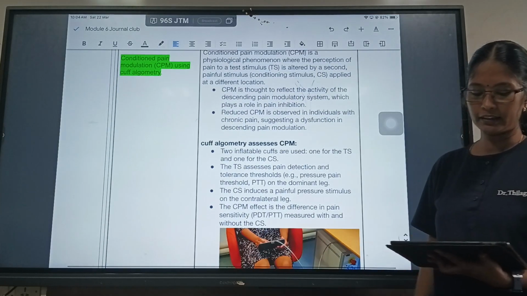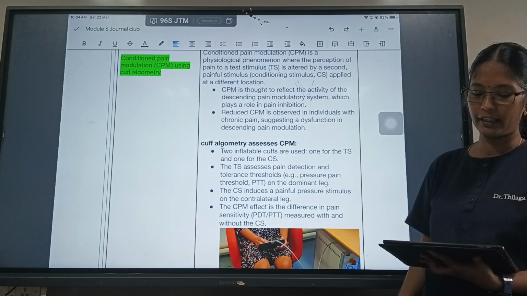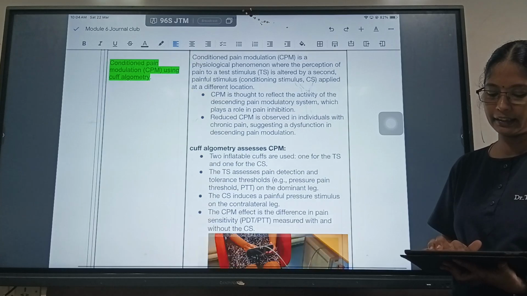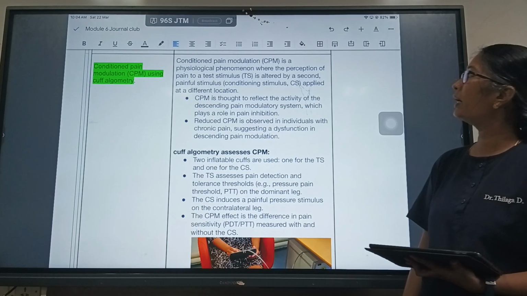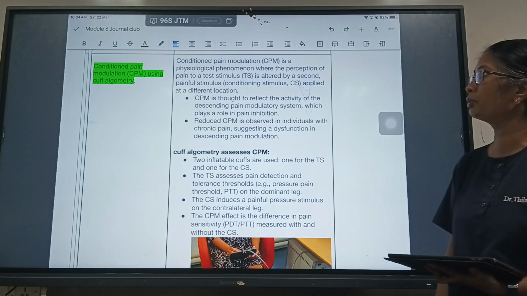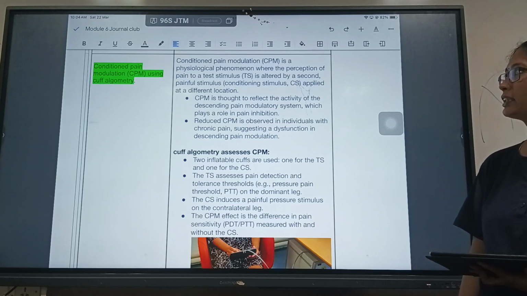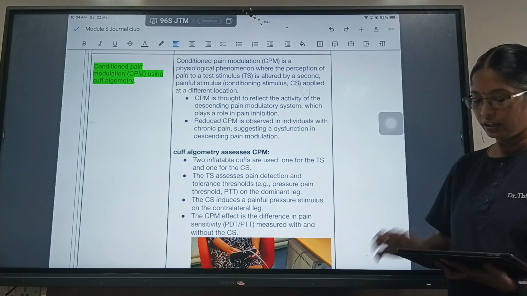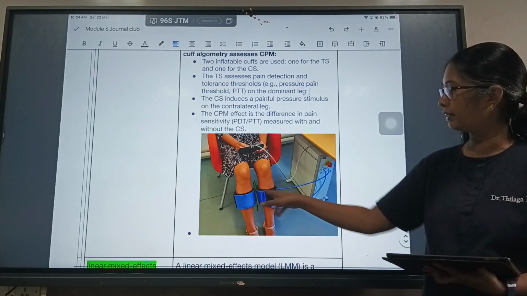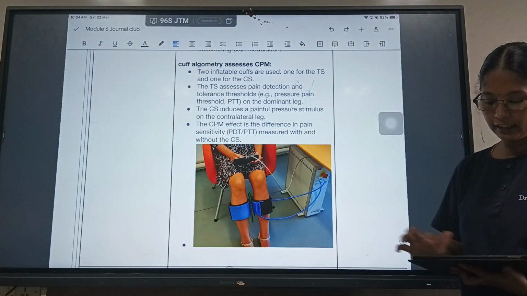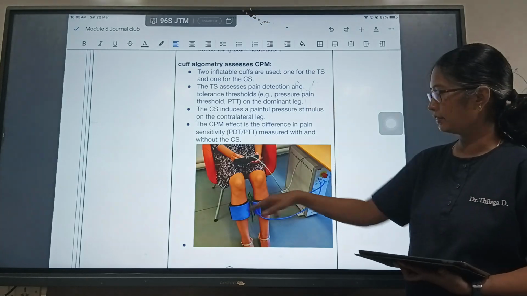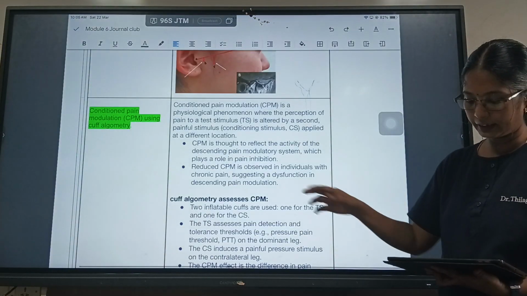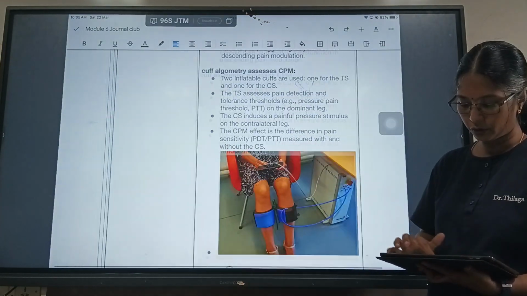And they have used something called conditioned pain modulation using a cuff elbow measure. Conditioned pain modulation is a physiological phenomenon where the perception of pain to a test stimulus is altered by a second pain stimulus, which is the conditioning stimulus. Here we can see they have given two cuffs on the legs. Two inflatable cuffs are used, one for the test stimulus and another one for the conditioning stimulus.